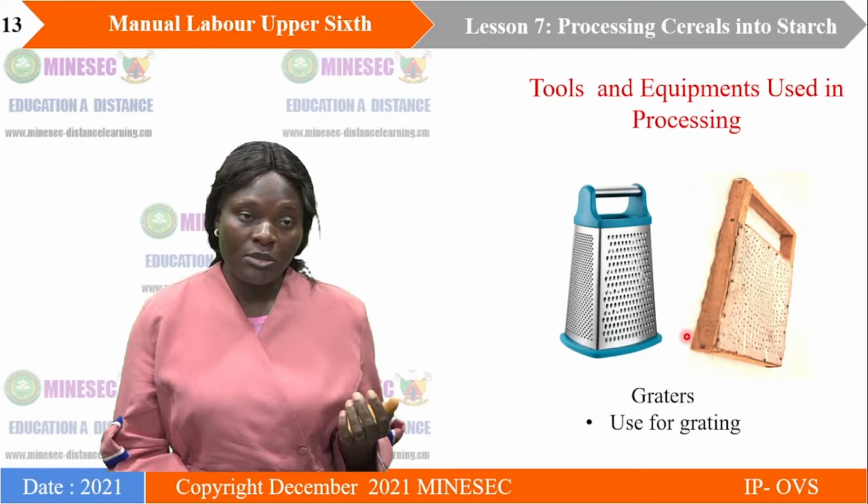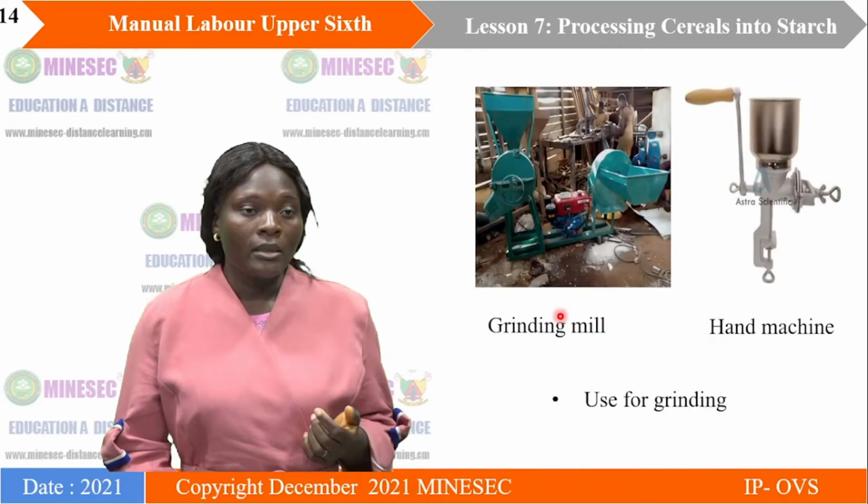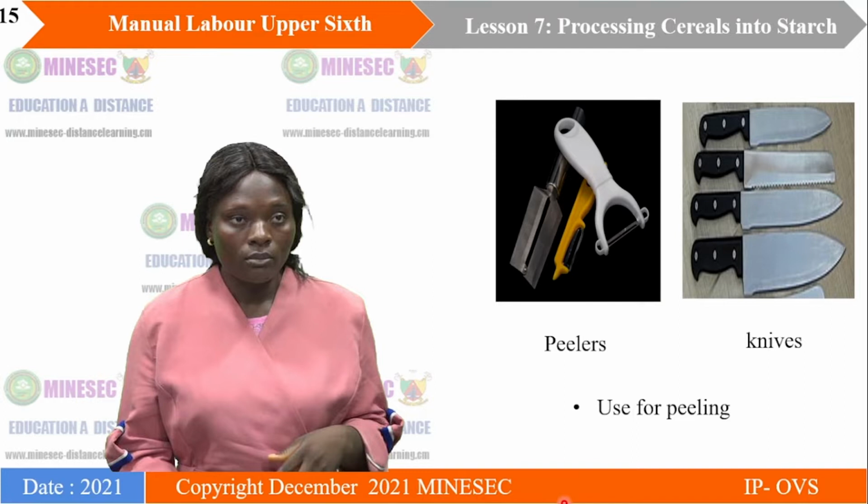We also have a grinding mill. This is mostly used for commercial purposes, where you go and pay and you grind. It's very important in food processing. You have a hand machine, which is manual. You can grind using this machine manually. You also have blenders and moulinets, which use electricity. You can use them at home. So all of these are used for grinding.